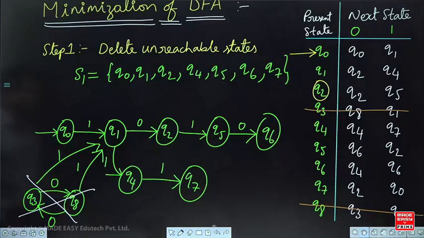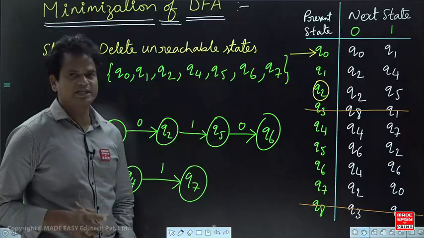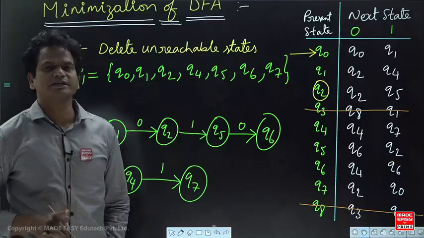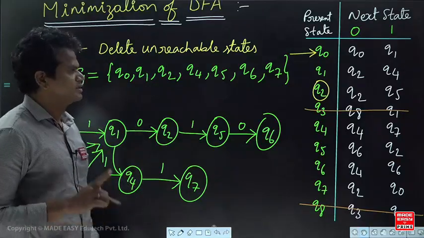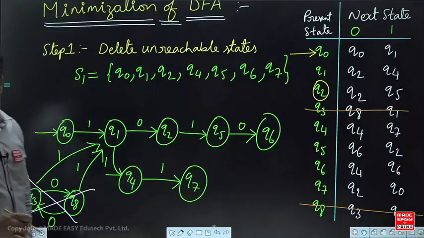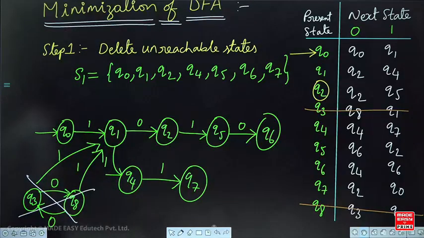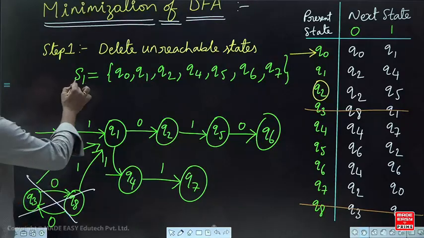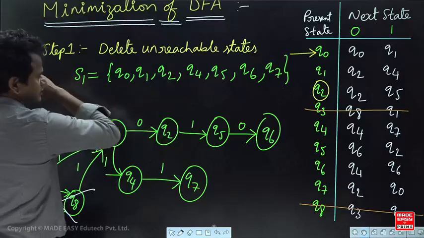Okay, done. So delete unreachable states means from initial, whatever states you cannot reach, you delete them. Simple. Delete unreachable states. So copy S1. S1 result is this one.